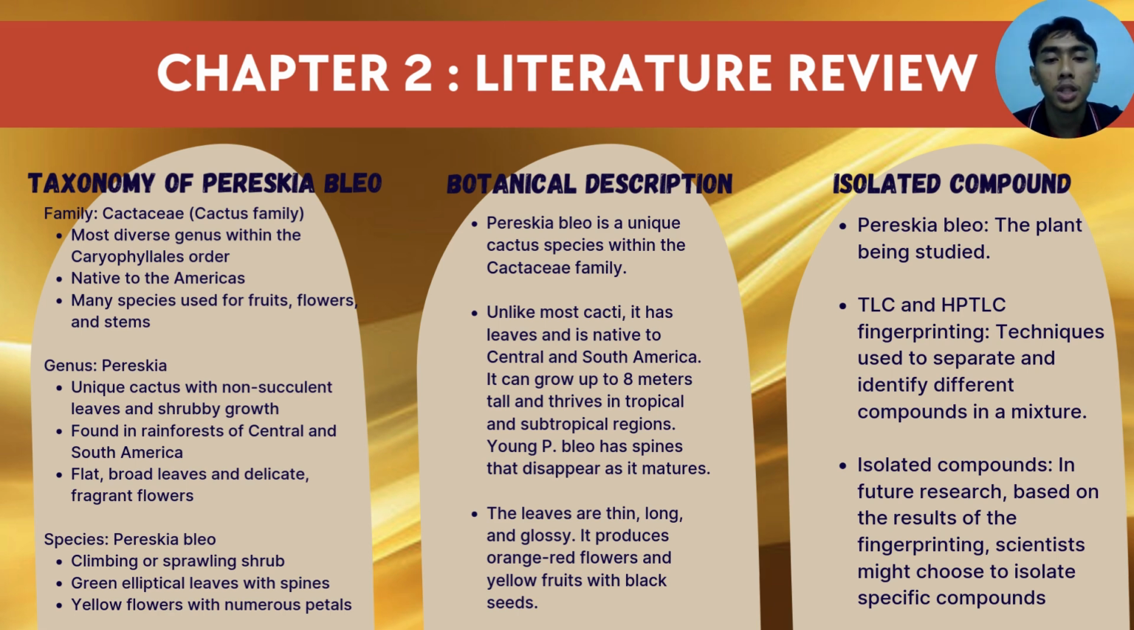So Pereskia bleo is a unique cactus species within the Cactaceae family. Unlike most cacti, it has leaves and is native to Central and South America. It can grow up to 8 meters tall and thrives in tropical and subtropical regions. Young Pereskia bleo has spines that disappear as it matures. The leaves are thin, long, and glossy. It produces orange-red flowers and yellow fruits with black seeds.